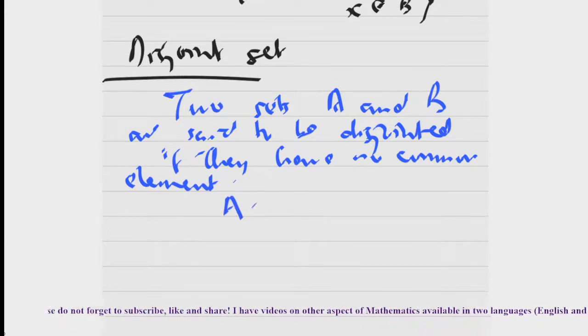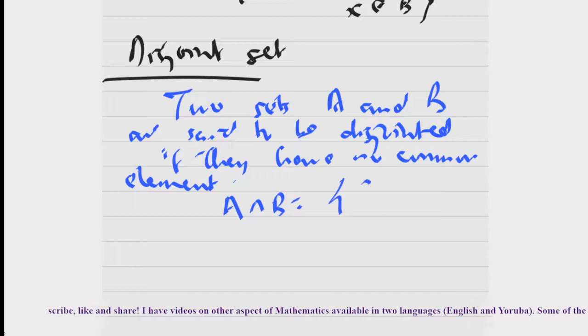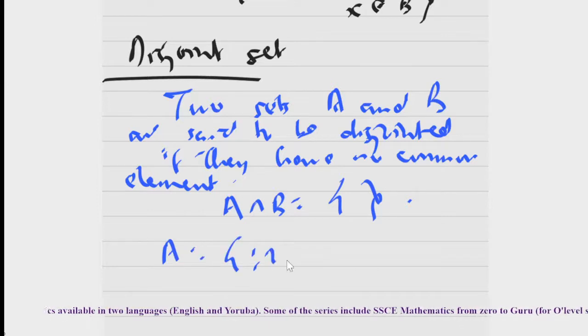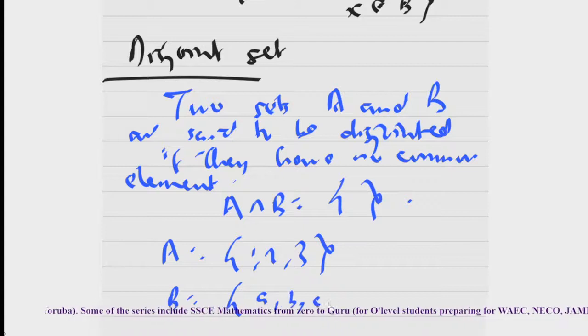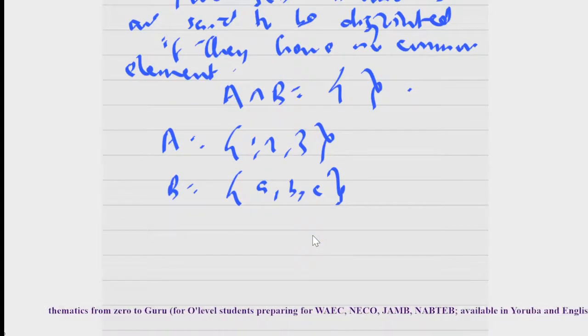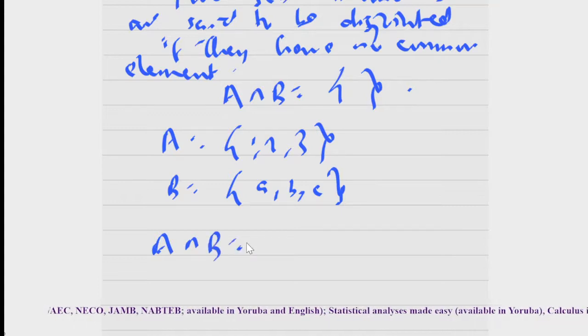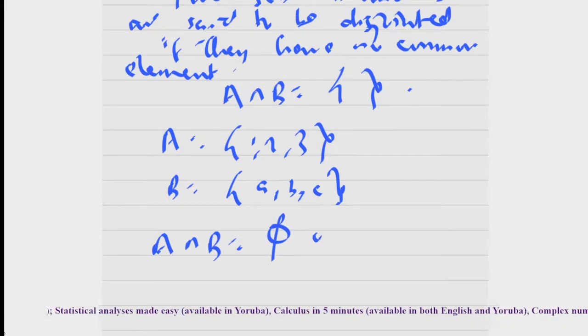In essence, their intersection is going to give you what? An empty set. So these are the rules you have to take into account. For example, if I have A as 1, 2, 3, you can see it is very simple to check A, B, C. You can see these two sets are equivalent. But do they have the same thing in common? No. So in essence, your A intersection B, which describes the common elements of both of them, will now be the empty set.